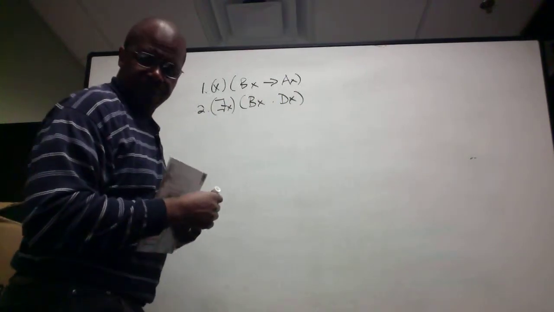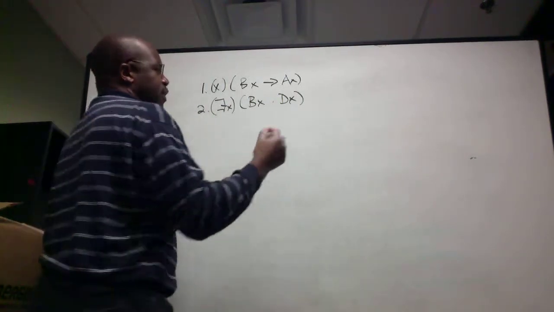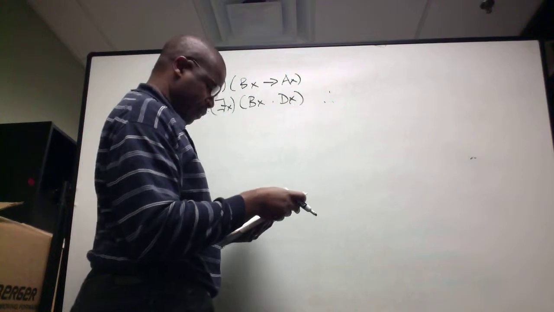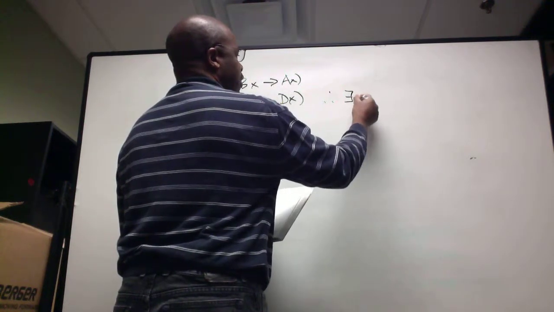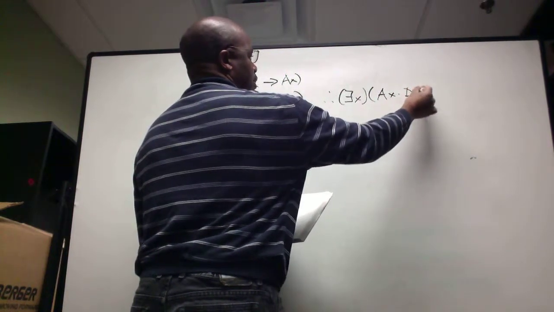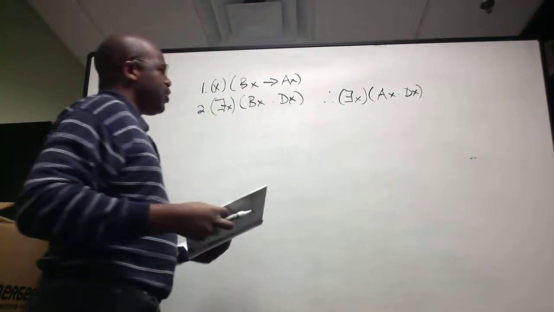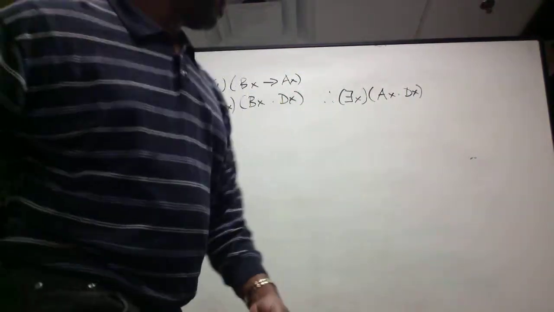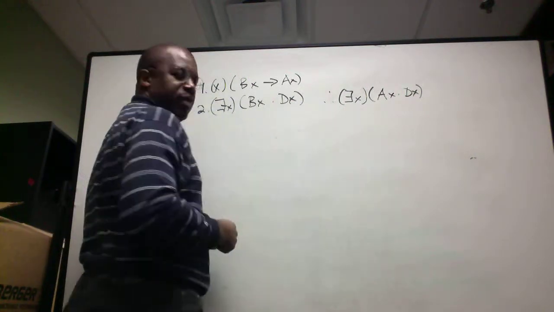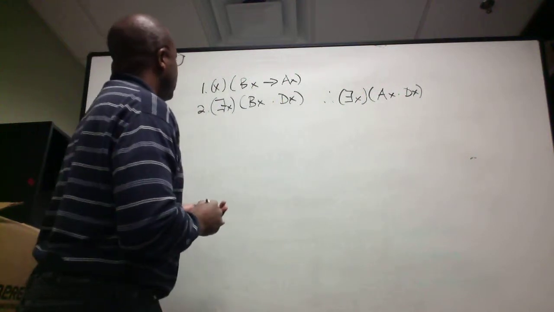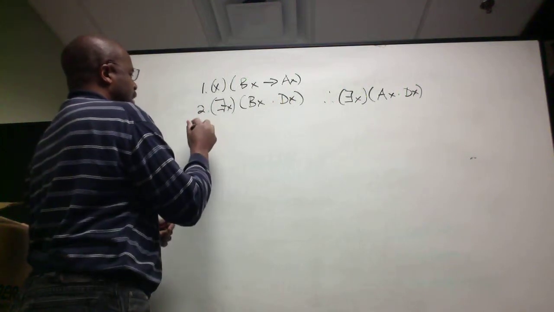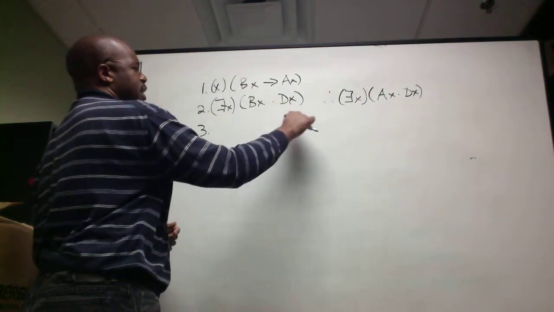And then you have, therefore, there's an x, Ax • Dx. It's existential instantiation. It looks like the conclusion here, the last step will be existential generalization. So, how should we go about this? Let's begin with this line.